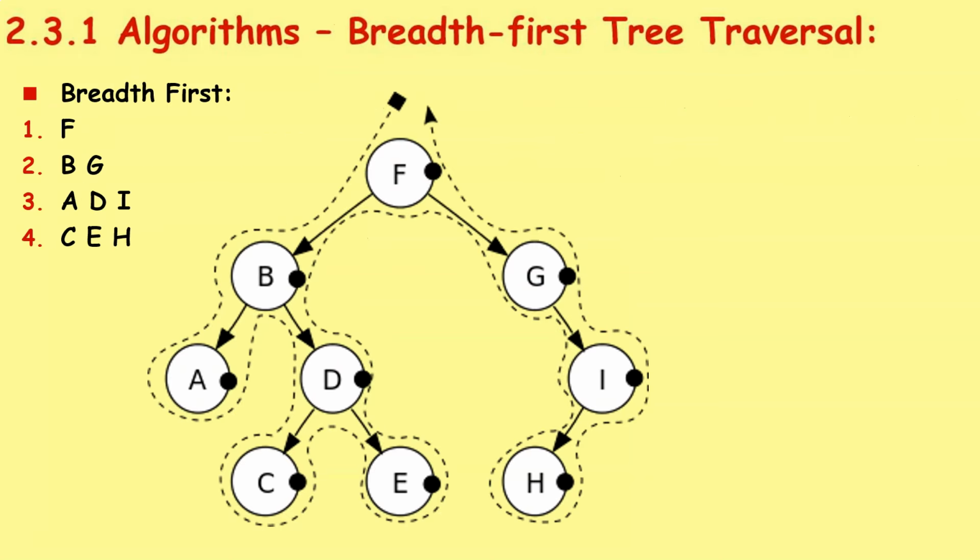With breadth-first tree traversal, we just handle each layer. This is quite nice and simple. So we have our F, BG, ADI, CEH. There are 4 layers. Remember that with depth-first traversal, we're using a stack, whereas for breadth-first, we would be using a queue.